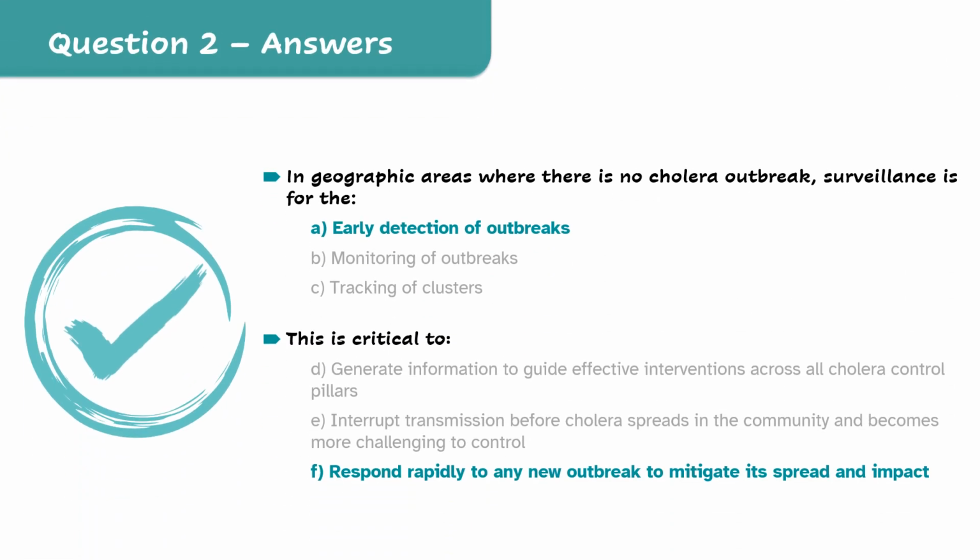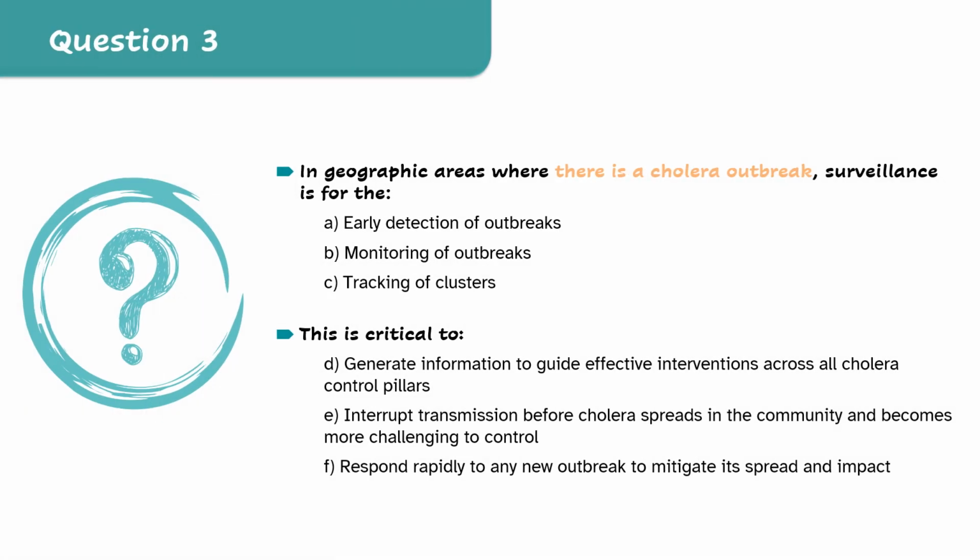The correct answers are A and F. In geographic areas where there is no cholera outbreak, surveillance is for the early detection of outbreaks. This is critical to respond rapidly to any new outbreak to mitigate its spread and impact.